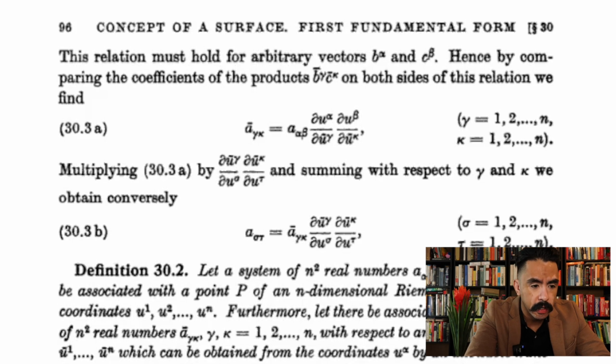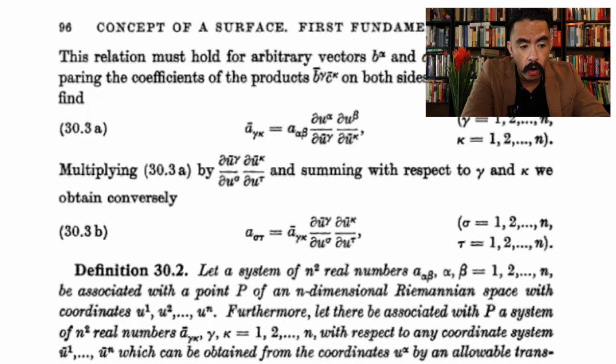Hence, by comparing the coefficients of the products B over bar gamma times C over bar kappa on both sides of this relation, we find that A over bar sub gamma kappa is equal to A sub alpha beta times partial U alpha partial U over bar gamma times partial U beta partial U over bar kappa, where gamma can be 1 through n and kappa can be 1 through n. Multiplying this through by partial U over bar gamma partial U sigma times partial U over bar kappa partial U tau, and summing with respect to gamma and kappa, we obtain conversely A sub sigma tau equals A over bar sub gamma kappa times partial U over bar gamma partial U sigma times partial U over bar kappa partial U tau, where sigma can be 1 through n and tau can be 1 through n.